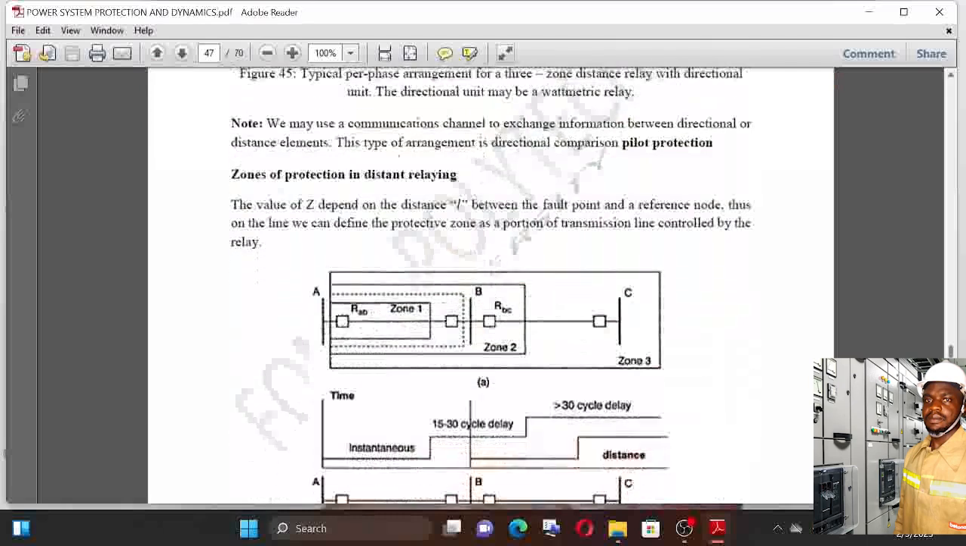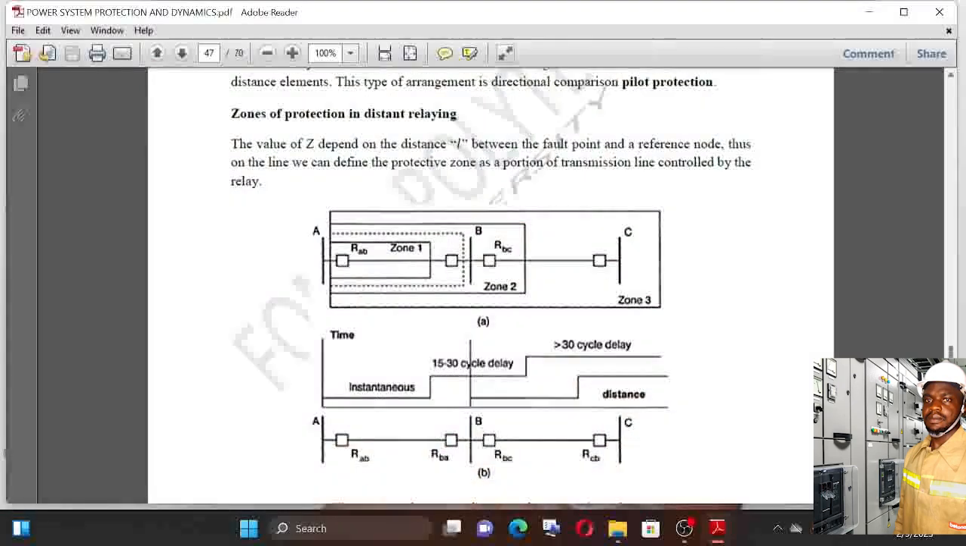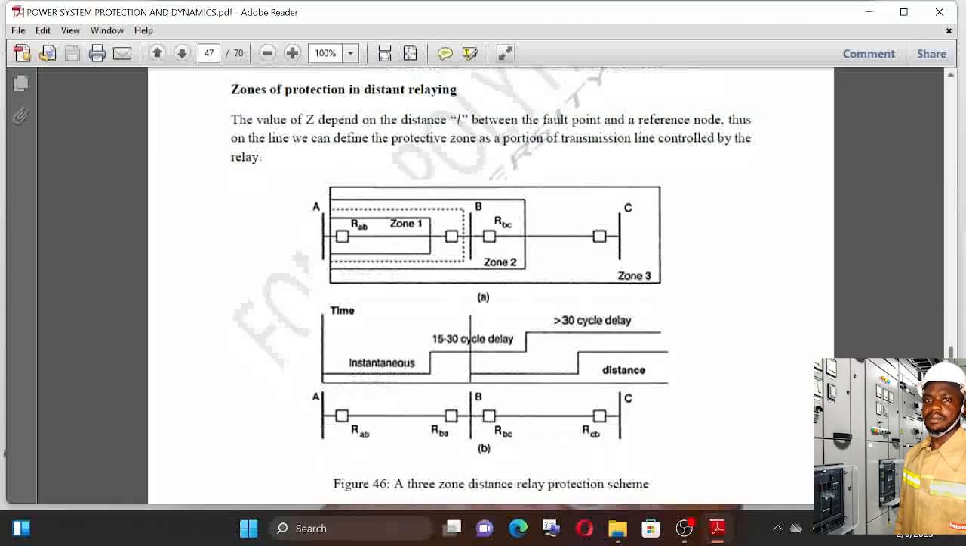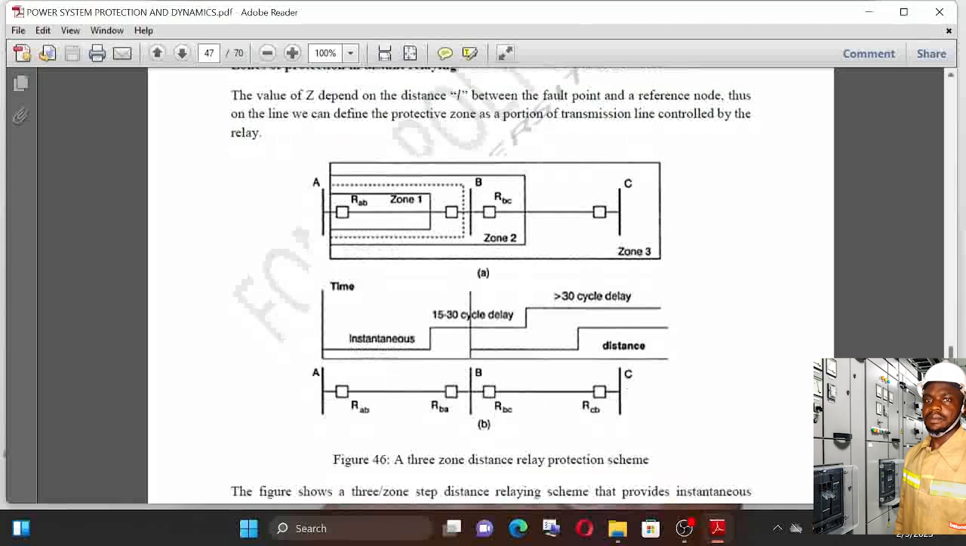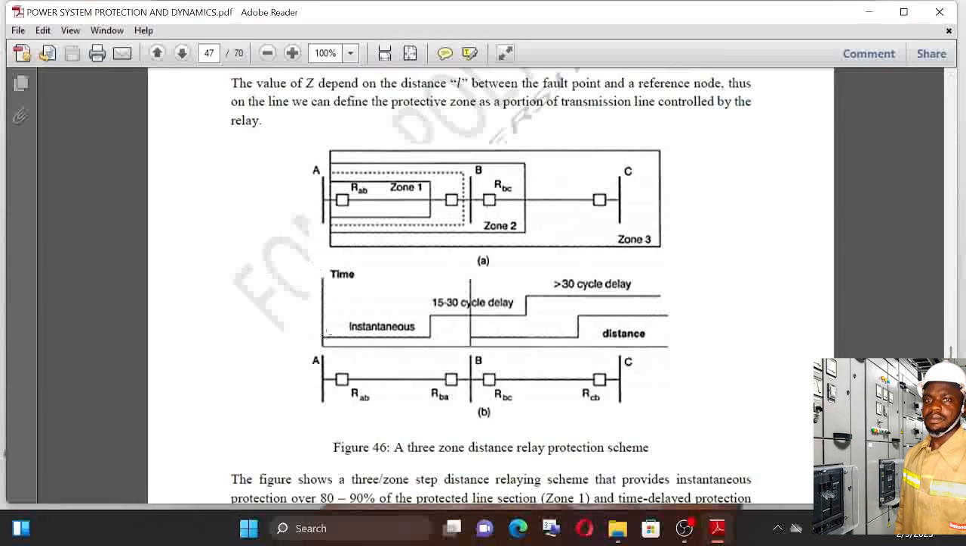Then we have zones of protection in distance relay. For the distance relaying protection scheme, we can generally zone the network into three different zones: zone 1, zone 2, zone 3. Specifically, the range for zone 1, zone 2, and zone 3 is always specified. Normally we have the time-distance curve as well.